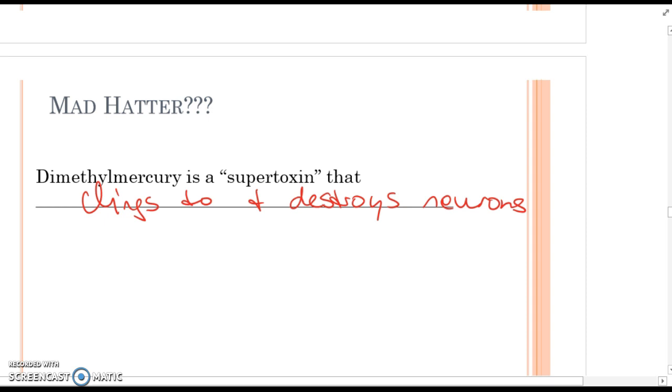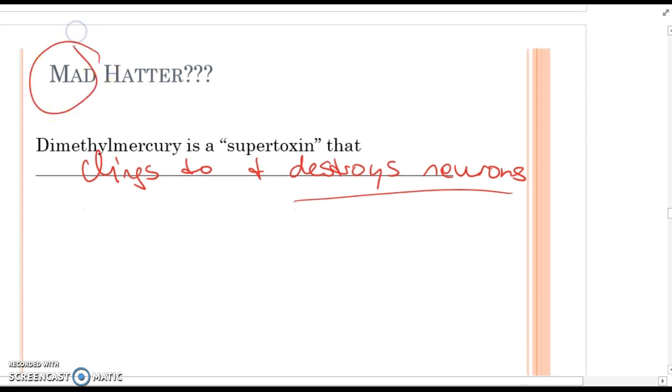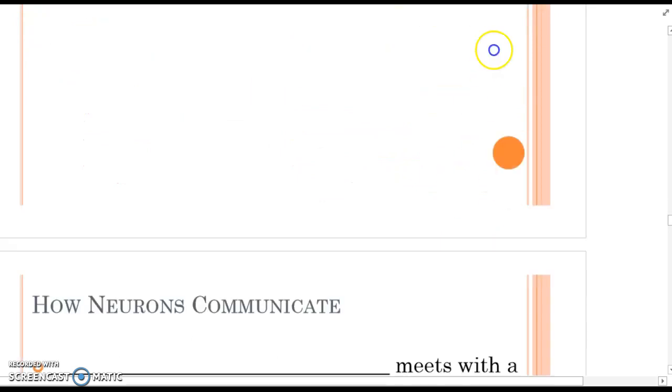So what this all has to do with Mad Hatter is that it was an occupational hazard. In about the 19th century, so like the 1800s, people who made hats used dimethylmercury to make hats shiny. So for people whose profession that was, being mad or being crazy kind of came along with that. But anyway, it just comes down to, if you destroy those neurons, you will eventually lose your ability to do a lot of things, which is what they meant by mad.